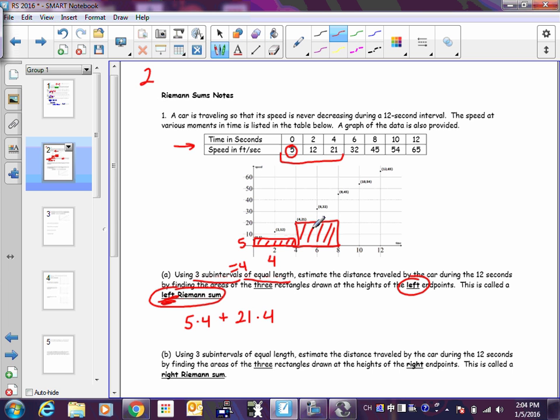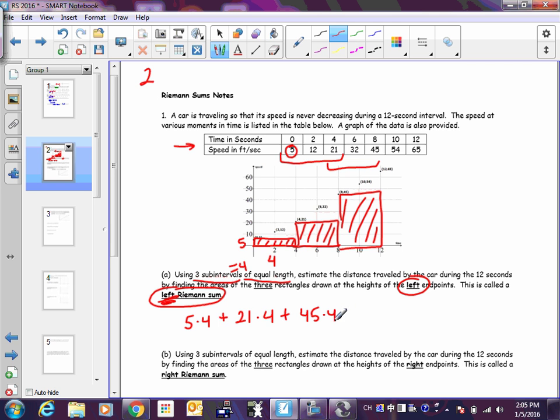So 21 times 4. Now if we look up here on the table, this is maybe how you would want to organize this. Notice that there's a little bit of an overlap. That's because the first subinterval was from 0 to 4. The second one is from 4 to 8. So 4 ends and starts from one to the other, okay? So then we use 21. All right, and then we add. Now what would the third rectangle be? 45 would be the height. 45 times what?